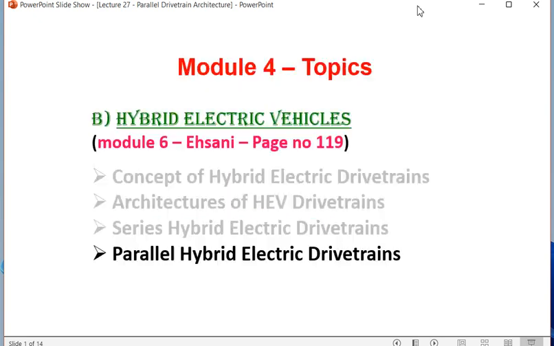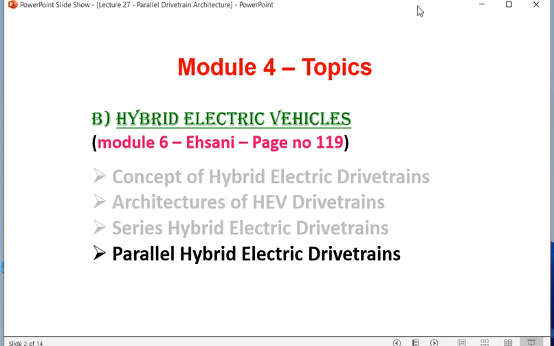In the second part of module 4, that is hybrid electric vehicle, there were mainly 4 topics. We are doing it from the book of Ehsani, chapter number 6, page number 119. In the hybrid electric vehicle, we have seen initially the concept of hybrid electric drivetrains. There were some different configurations. Then we have seen architectures of hybrid electric drivetrains. There were some different modes of power transmission. Yesterday we have seen series hybrid electric drivetrain. There we have found that there is electrical coupling which is working for series hybrid electric drivetrain.